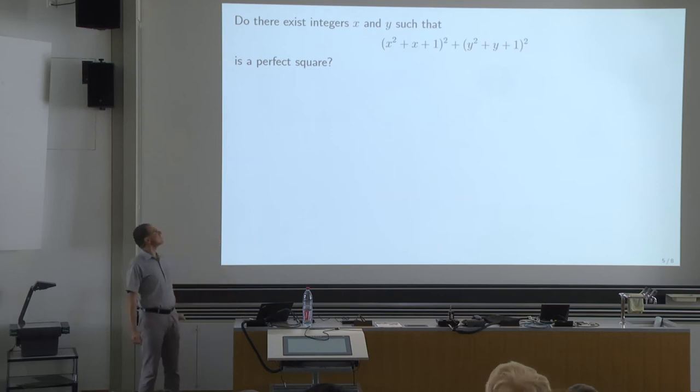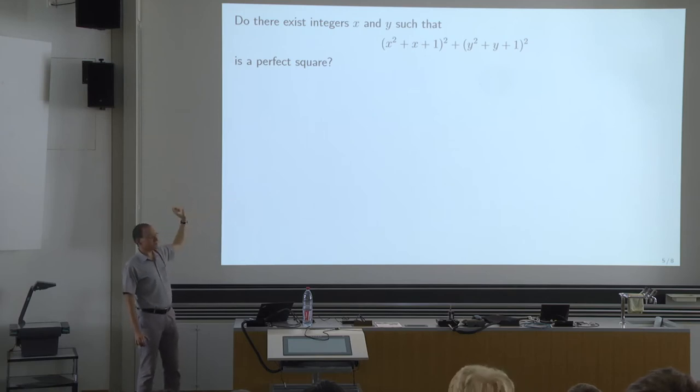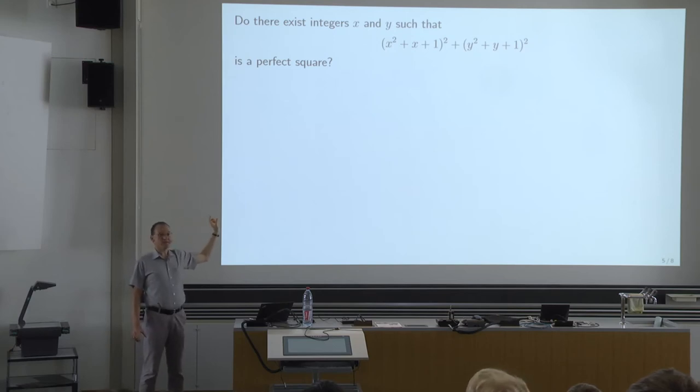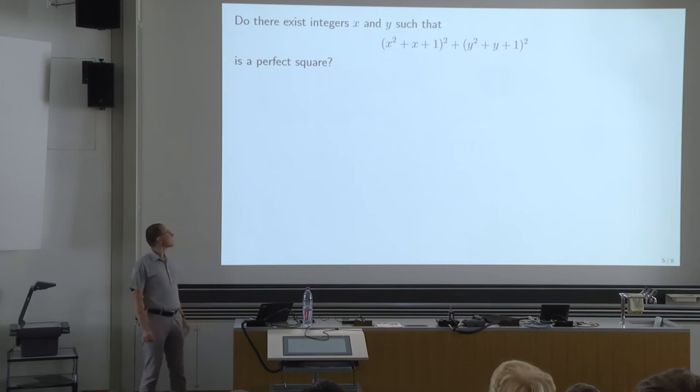Okay, now let's look at this example. Can you find integers x and y such that this complicated expression that you see, the sum of the two squares of the two brackets, is a perfect square? Is it possible that this is a perfect square? Can this become a perfect square?